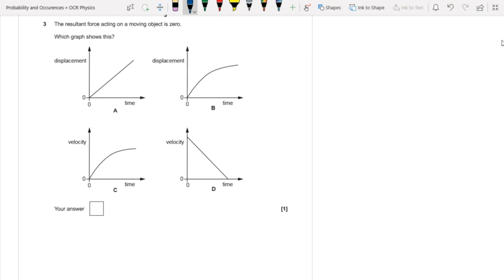The slope of a displacement-time graph gives us information about the velocity. Here the slope is constant, which means the velocity has a constant magnitude. For the other graph, the gradient of a displacement-time graph gives us the velocity, but here the slope is not constant throughout. Here it's a higher slope, then it is decreasing. So the correct option is A.